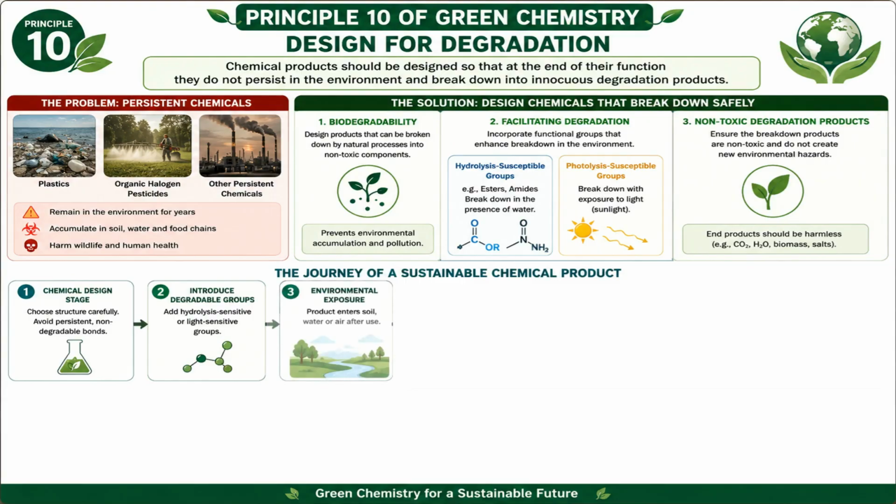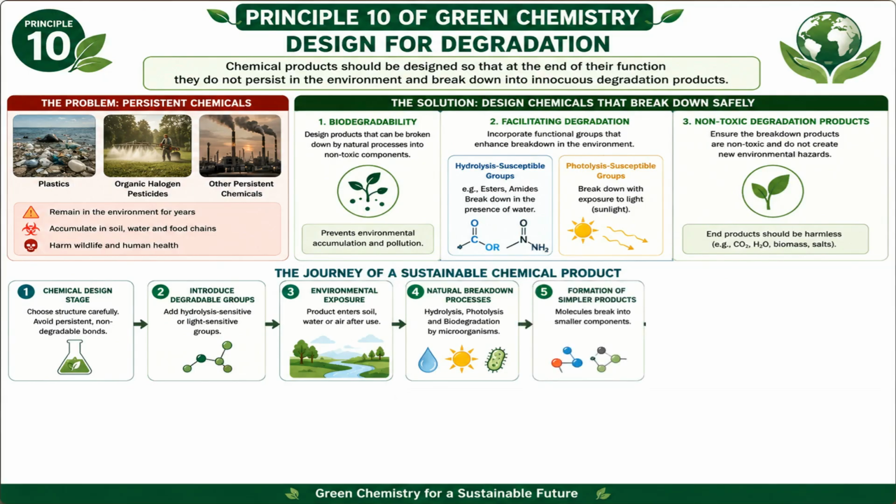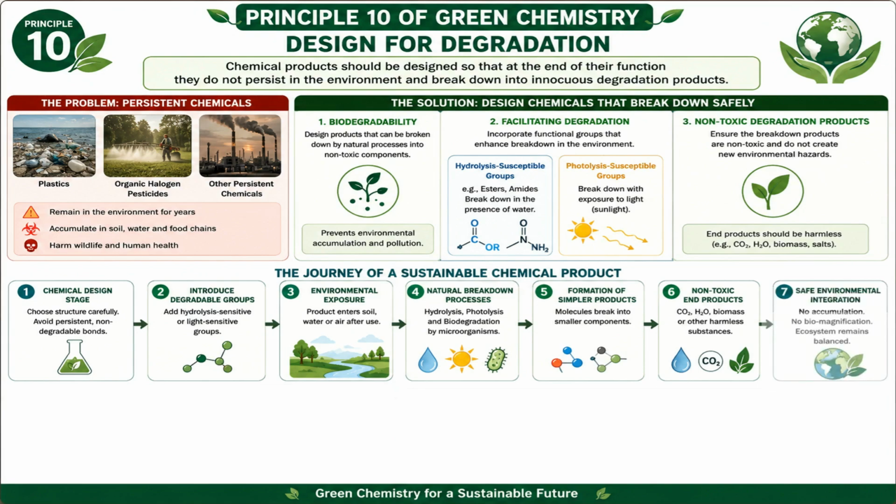After use, the product enters soil, water, or air. After entering the environment, the chemical should undergo natural breakdown processes like hydrolysis, photolysis, and biodegradation. The molecules break down into smaller components which are non-toxic like CO2, water, biomass, or harmless salts. Thus, following this principle we achieve safe environmental integration. No accumulation occurs, and ecosystems remain balanced.